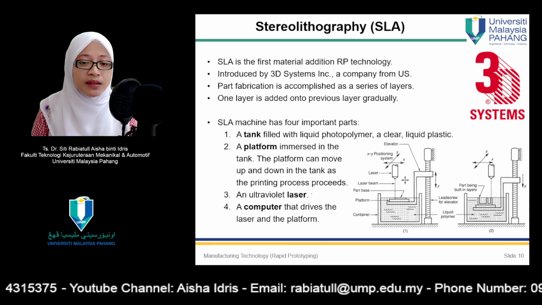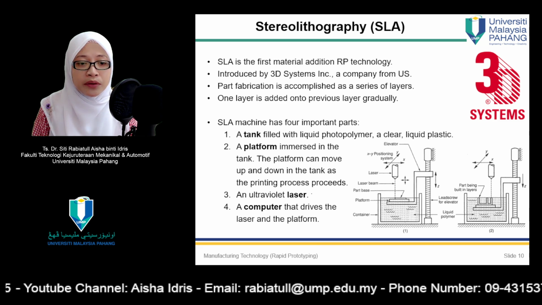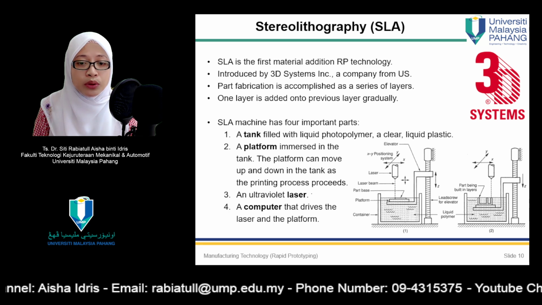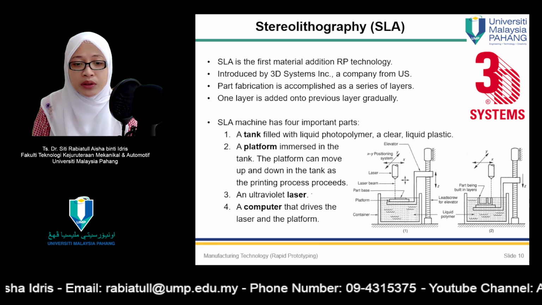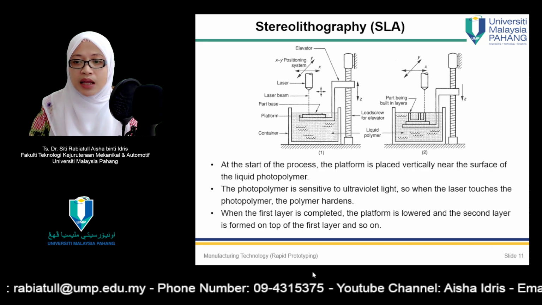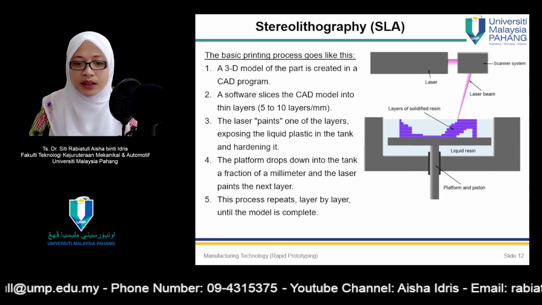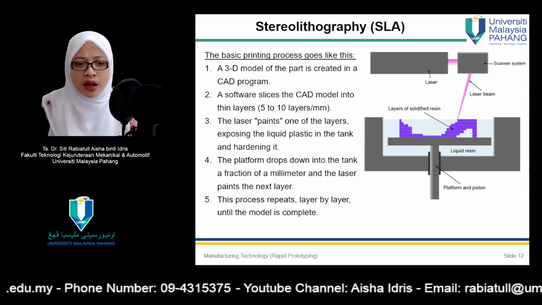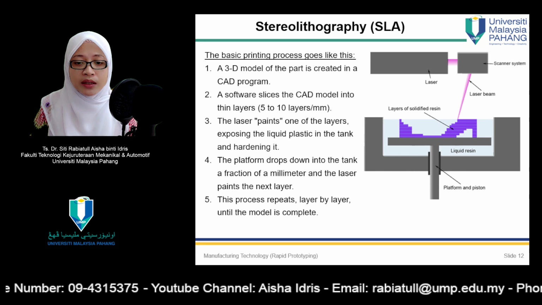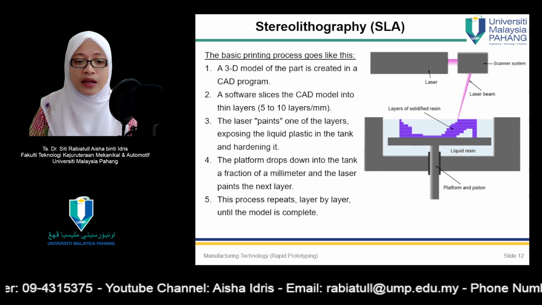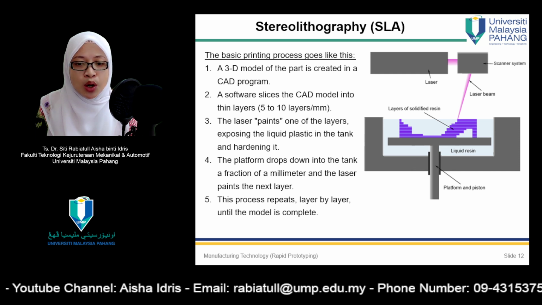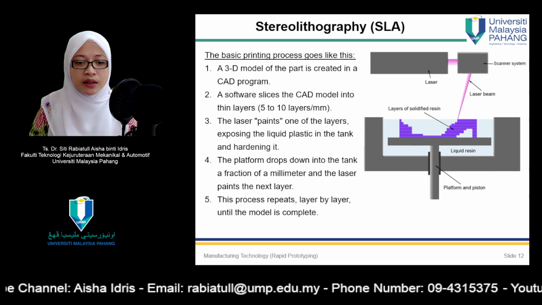Part fabrication is accomplished as a series of layers in which one layer is added onto the previous layer to gradually build the desired three-dimensional geometry. A part fabricated by SLA is illustrated here. The SLA apparatus consists of number one, a platform that can be moved vertically inside a vessel containing photosensitive polymer, and number two, a laser whose beam can be controlled in the XY direction.